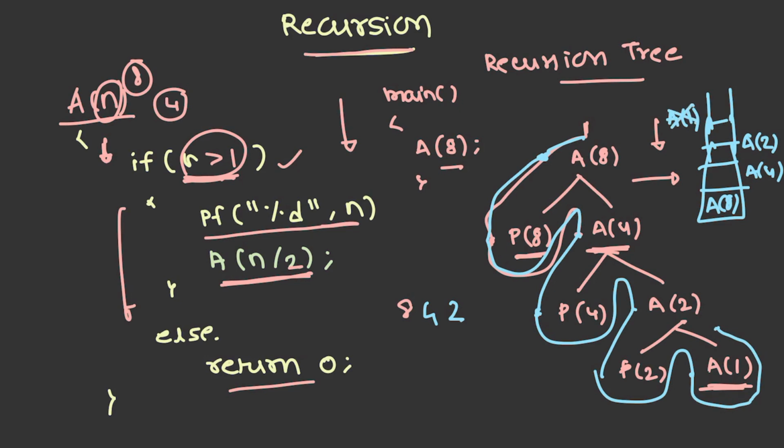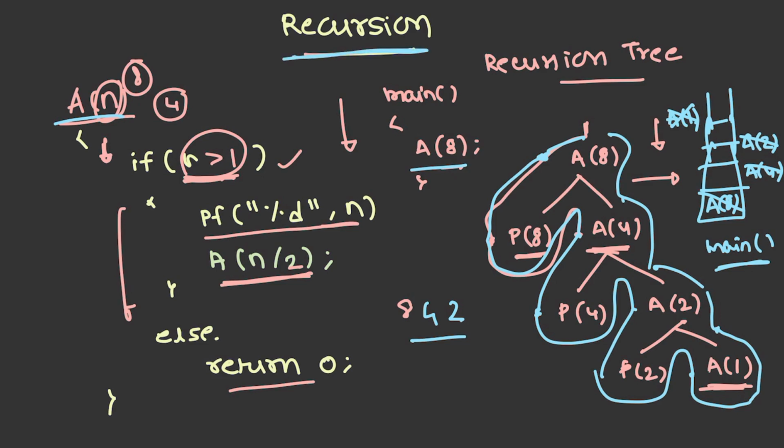So A of 1 will be popped off from the stack when the control flow has reached this point. Similarly, when the control flow has reached this point, A of 2 will be popped off. When the control flow reaches this point, A of 4, and when it has finished execution, even A of 8 will be popped off from the stack. Only the main function will be remaining in the stack and the control will be shifted to the main function. So 8, 4 and 2 is the output of this program when a call has been made to A of 8. This is how the recursion examples are solved.